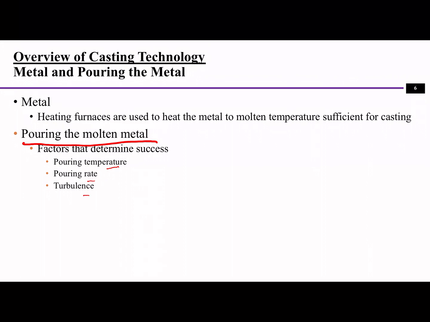Pouring temperature. When the pouring temperature is low, or is not high enough to easily let the molten metal flow, it means that some of the material has already started to solidify, and there might be some air traps in there as well. So it might create some quality issues in the part getting to the mold cavity. Also, the pouring rate.